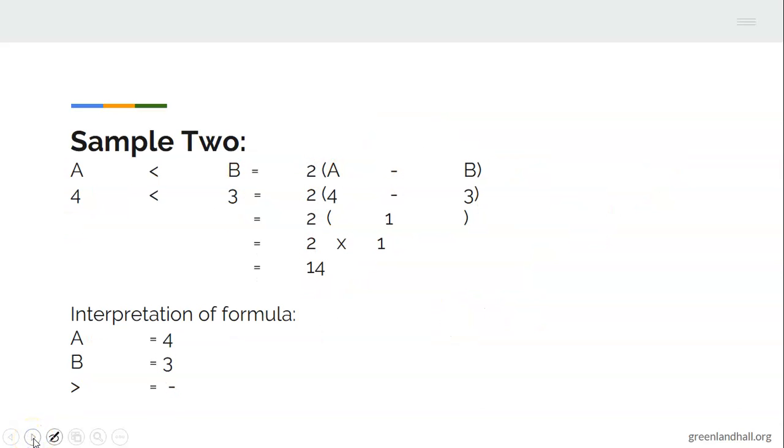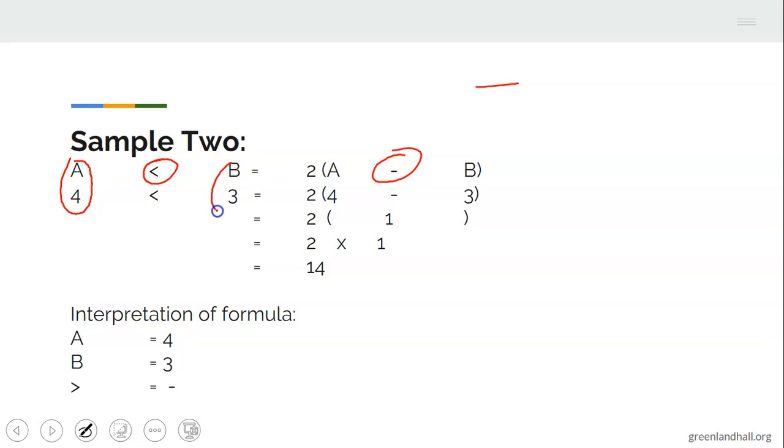Let's consider another sample. Example 2. We are given A is less than B equals that. Who can tell me what this means without my beginning to explain? Less than, if greater than means plus, less than will give us what? Minus. That's what we have here. Good. The same numbers anyway. Now A is 4 and B is 3. That means whenever I see my B, I'll substitute for 3. When I'm seeing my A, I'll bring in my 4. Let's check if that is true.